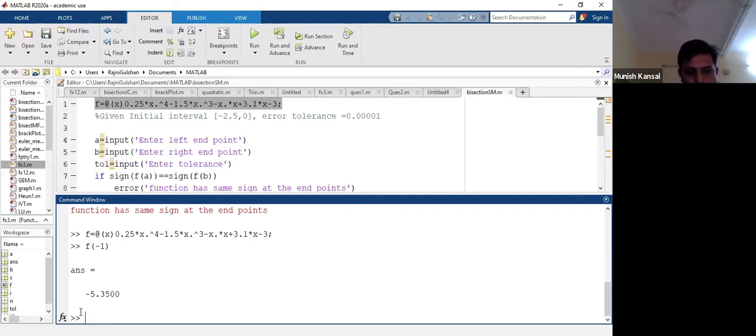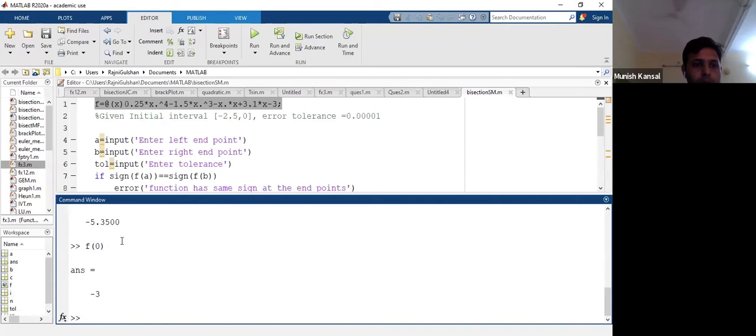This is negative. So now you calculate f of 0, right? So this is again negative. So when you multiply these two values, you will get a positive answer. So it is saying that whenever the function has the same sign at the endpoints, the bisection method will not work, because IVT says that the function should have opposite signs at the endpoints, right? So we cannot proceed with the interval -1 to 0.